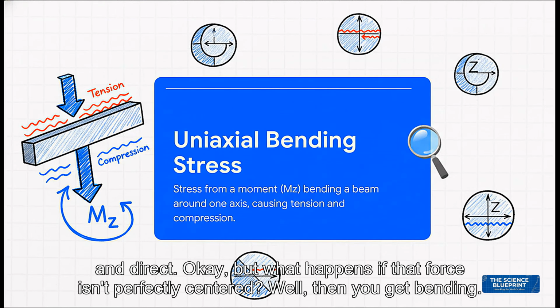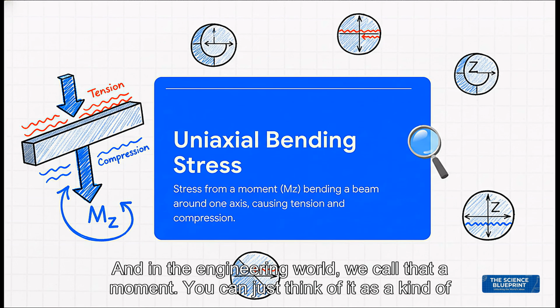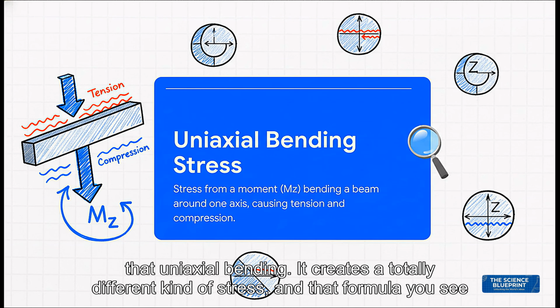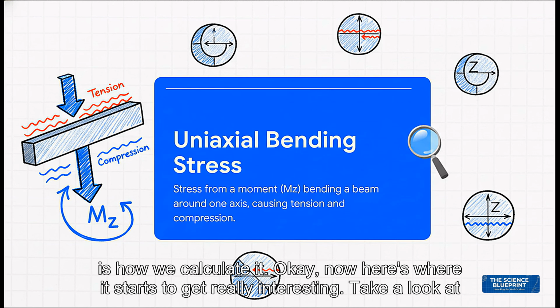Okay, but what happens if that force isn't perfectly centered? Well, then you get bending. And in the engineering world, we call that a moment. You can just think of it as a kind of twisting force. So when a beam bends around just one axis, let's call it the z-axis for now, we call that uniaxial bending. It creates a totally different kind of stress, and that formula you see is how we calculate it.